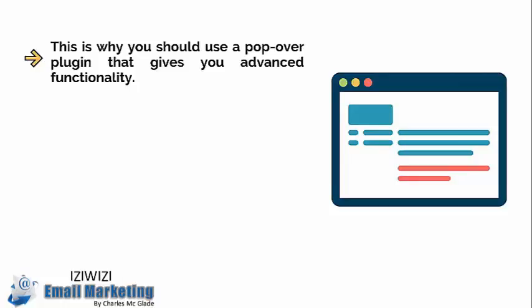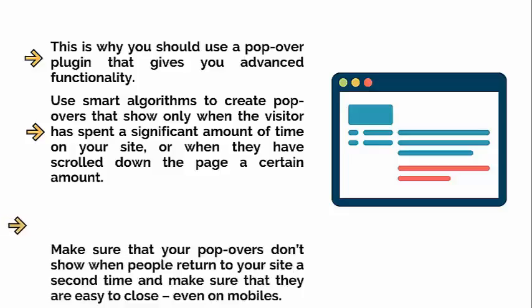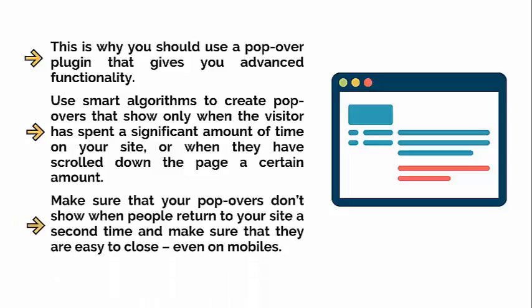There's no point in showing your mailing list as soon as someone lands on your site anyway. Why would they be interested in signing up when they've never heard of you and haven't read one bit of text? Instead then, use smart algorithms to create popovers that only show when the visitor has spent a significant amount of time on your site, or when they've scrolled down the page a certain amount. Likewise, make sure that your popovers don't show when people return to your site a second time, and make sure that they're easy to close, even on mobile.